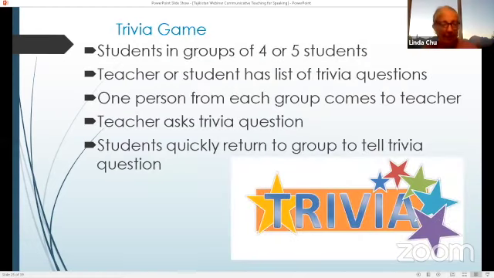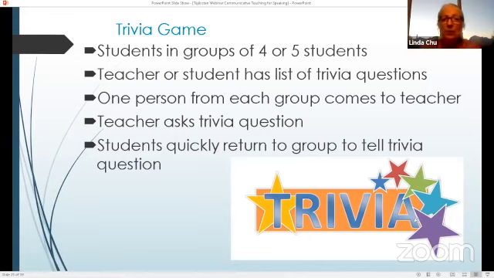Okay, trivia game. Trivia is just little bits of information and knowledge. You know how sometimes you have little pieces of info in your head and you say, I'm not even sure how I knew that, but you're using all of those ideas in this game.